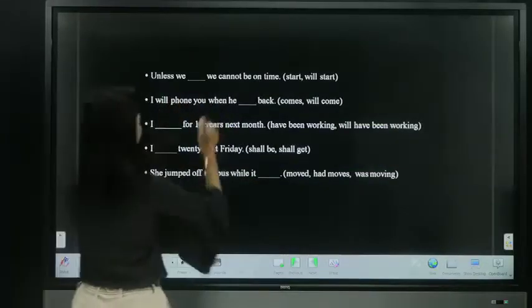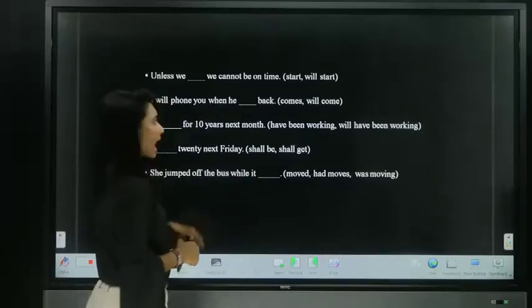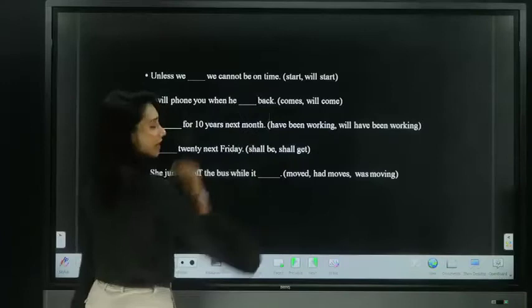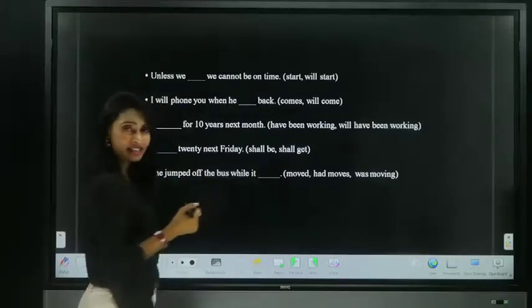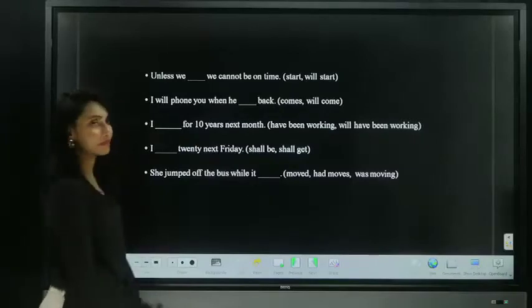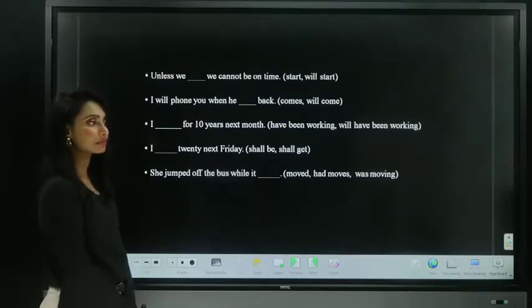Unless we start, we cannot be on time. So what is the answer? Unless we start, or unless we will start? Quick. Unless we start, we cannot be on time. What is the correct option? Choose it fast.